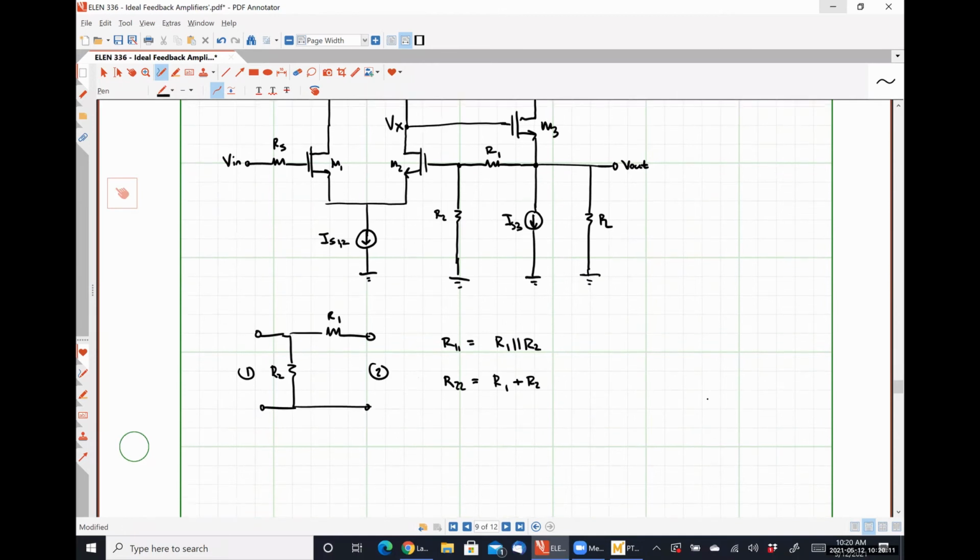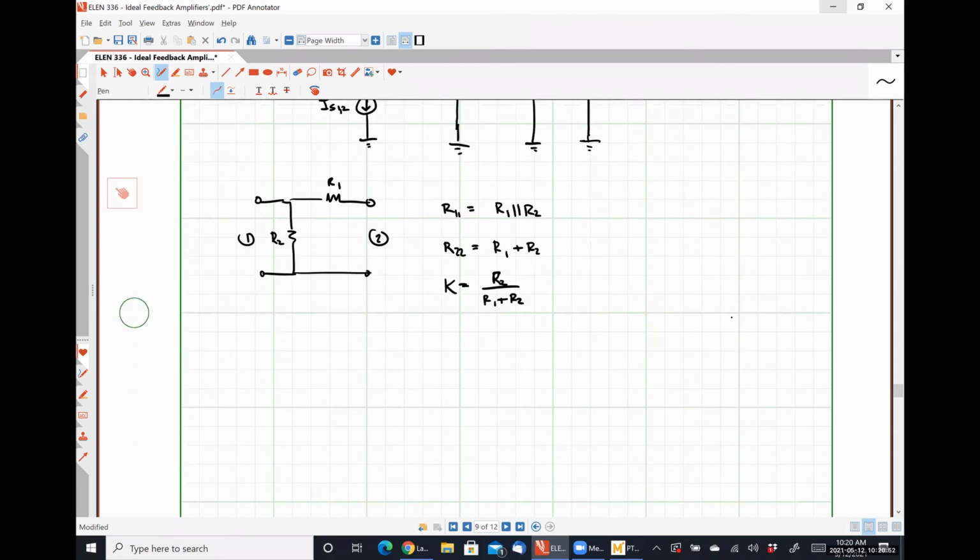And then our feedback factor K, something in chat again. Why is RL not a part of the feedback network? Because RL isn't connected to the input. It's connected to the output, but not the input, so it can't be part of the feedback network for the exact same reason that transistor M3 isn't part of the feedback network. K is R2 over R1 plus R2. All right.